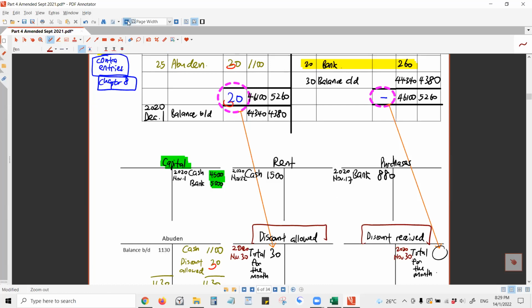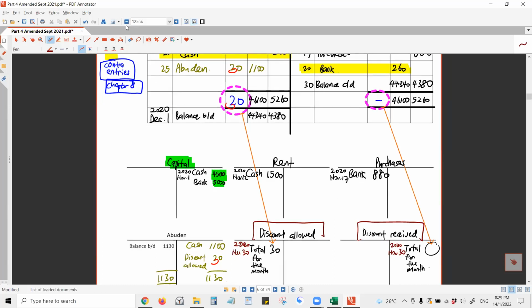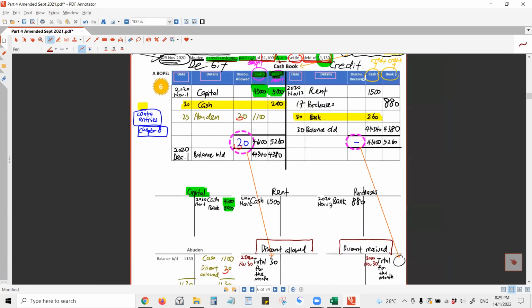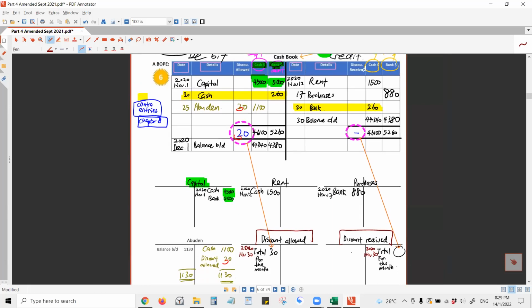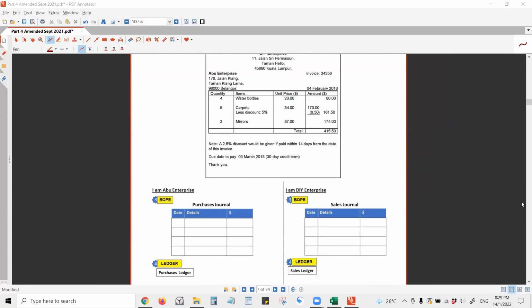Let's see some questions on cash book. Give you 10 more seconds. Some of you could still be writing. Write total for the month, the amount, and then the date. Okay, now we see the questions related to cash book.